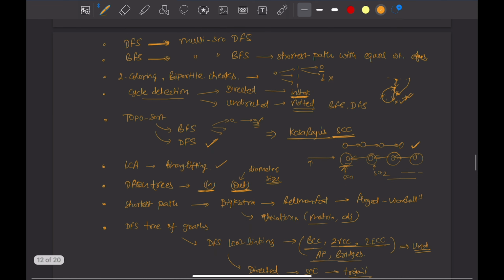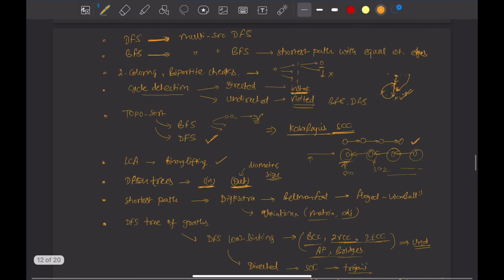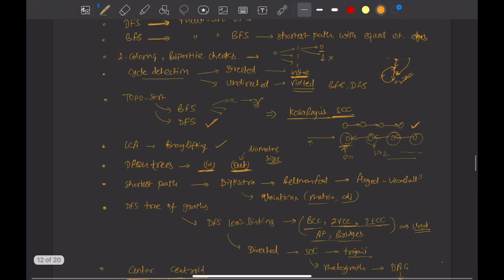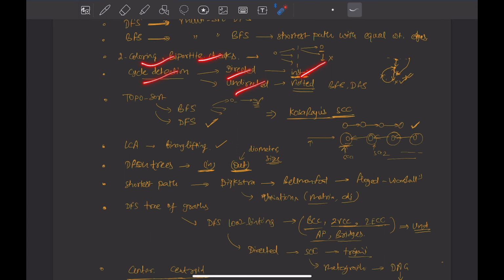DFS is done, BFS is done, multi-source BFS, shortest path, two coloring bipartite check, cycle detection, directed and undirected using in stack, and visited BFS DFS. Okay, topological sort is done. Kosaraju's algorithm is done. How to find the LCA is done. DP on trees is done. Few variations, diameter, size, this kind of question.